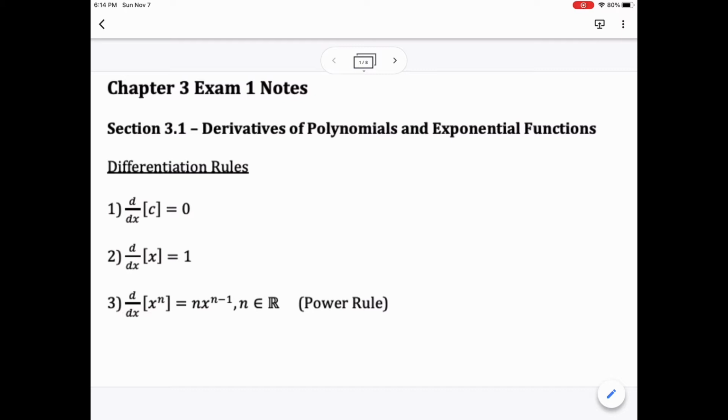And then number 3 is any variable to a certain power will always equal n times x to the n minus 1 for any real number. This is called the power rule. This is also why number 2 is true as well.